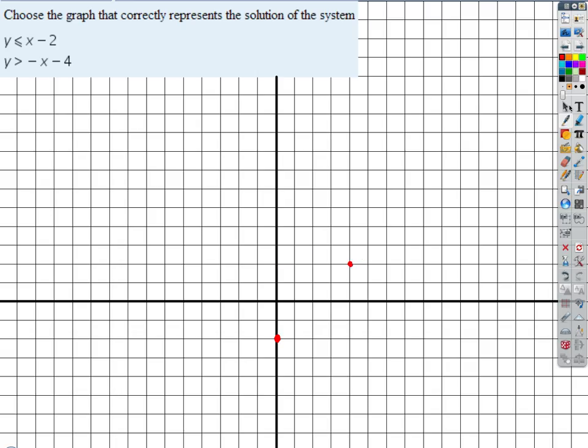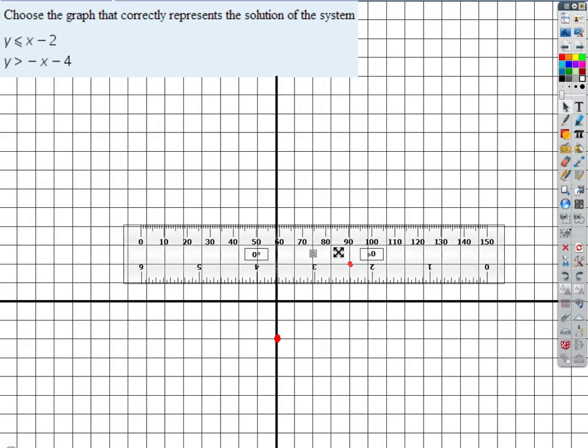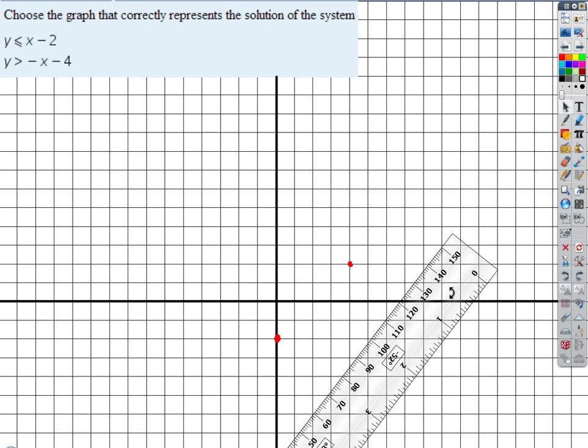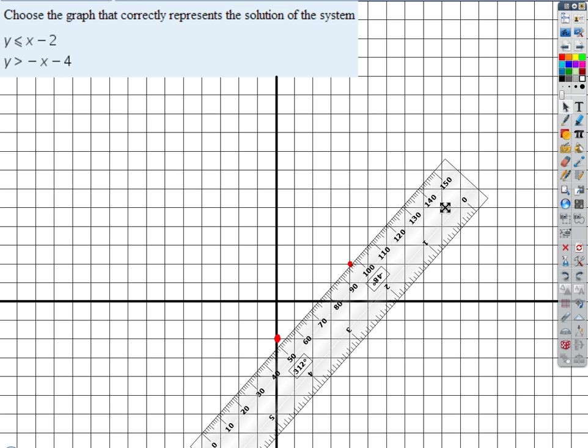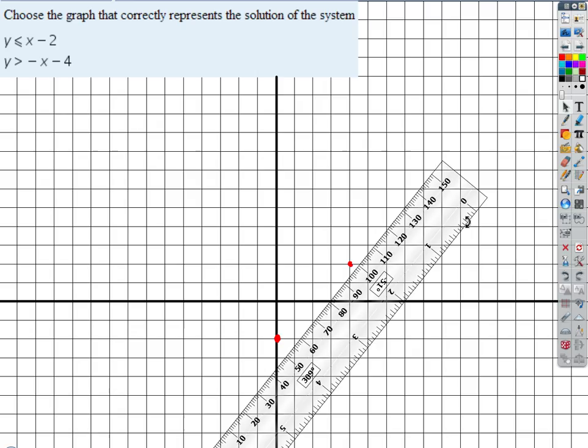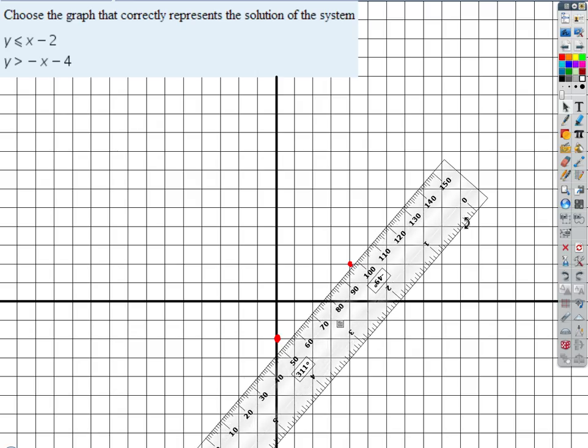I'm gonna play with my toys a little bit here, get out my ruler. Don't you wish you had one of these? You don't wish you had one of these? You gotta be kidding me. It's so fun. Uh-oh.